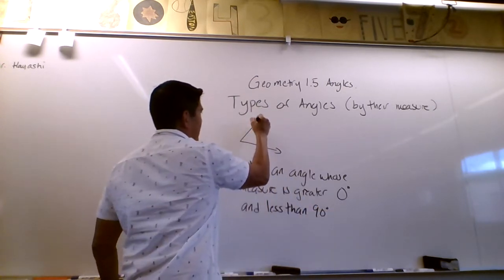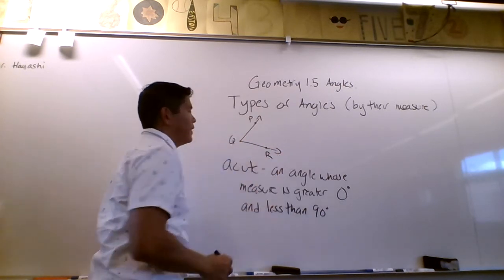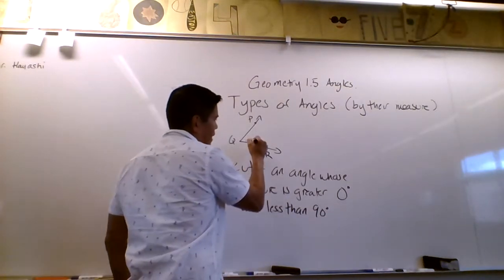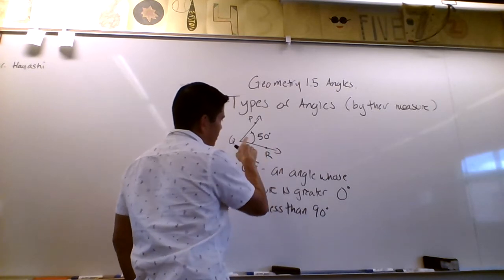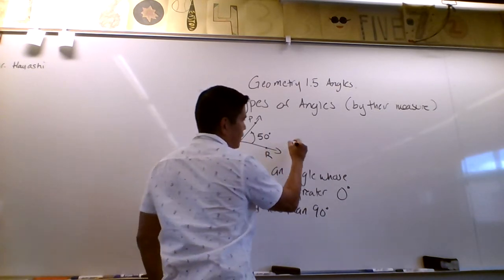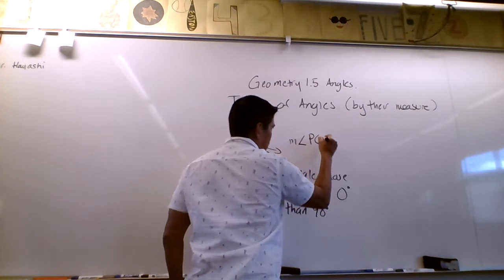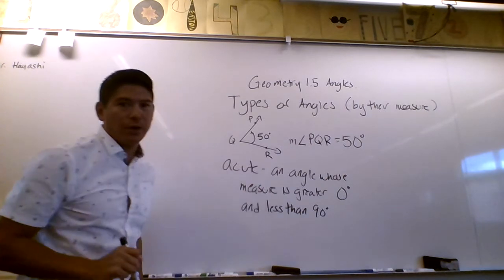Let me label this angle, angle PQR. If I used a protractor in order to measure this angle, it looks like the angle's about 50 degrees. So if I wanted to write the measure of angle PQR, here's how I can do that. The measure of angle PQR, and in this case, it's 50 degrees.